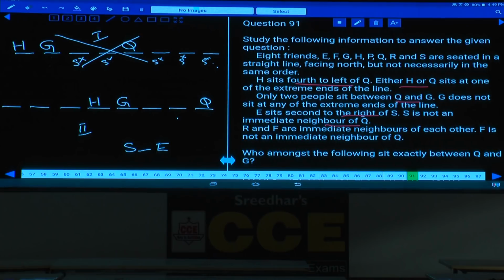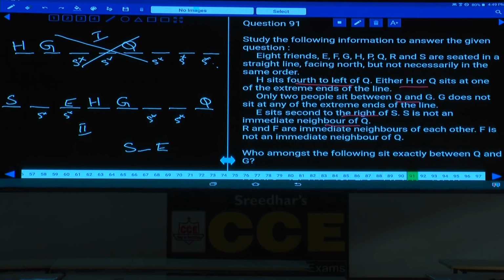Then next one, in the second one, S is not an immediate neighbor of Q, so S cannot be here. S cannot be here as well, because if S is here, Q and E must be in the place of G. S cannot be here because if S is here, E and H must be in the same place. Hence, S at this place and E at this place. E sits second to the right of S. S is not an immediate neighbor of Q.